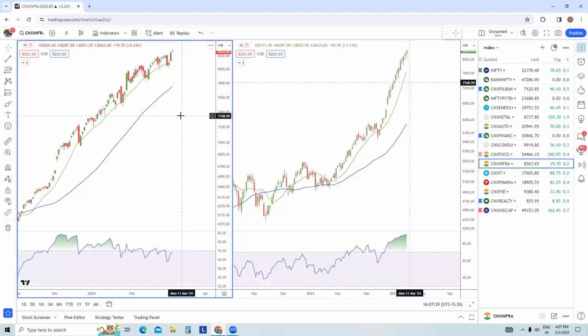If there is some sort of decent correction in this particular sector, then there could be a few stocks which could look fruitful for a swing trader. But just jumping in at higher levels may not make much sense.